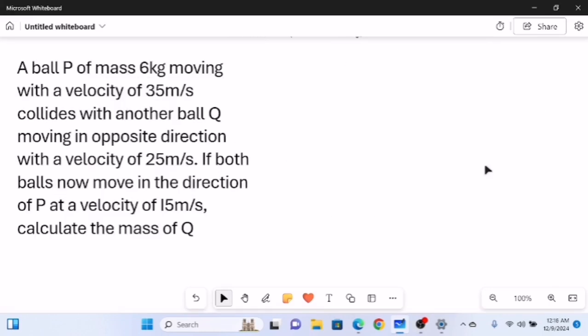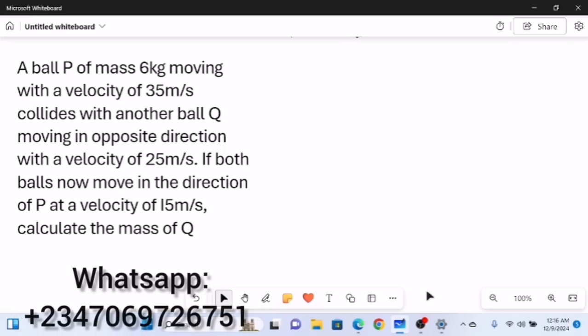Alright, so let's consider this question to explain what we've learned concerning Newton's third law of motion and the law of conservation of linear momentum. Now, the question says, a ball P of mass 6 kg moving with a velocity of 35 meters per second collides with another ball Q moving in opposite direction with a velocity of 25 meters per second. If both balls now move in the same direction of P at a velocity of 15 meters per second, calculate the mass of Q.